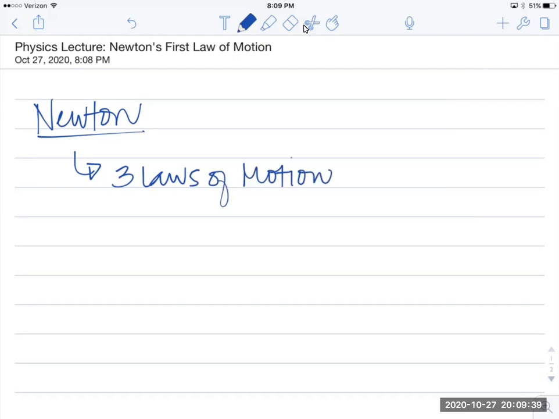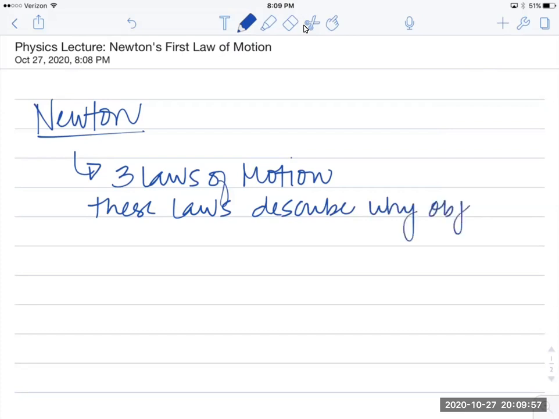But to give you some background, these laws describe why objects move or don't move. Newton was very interested in explaining, and I guess understanding, why things are either at rest, why things stay moving, why things slow down, and how things get moving, right?